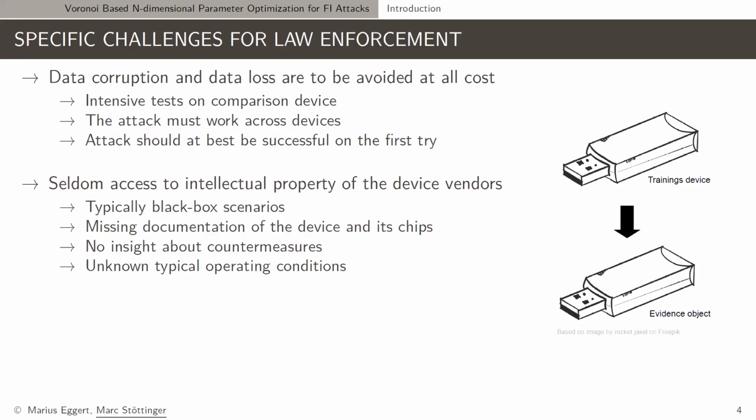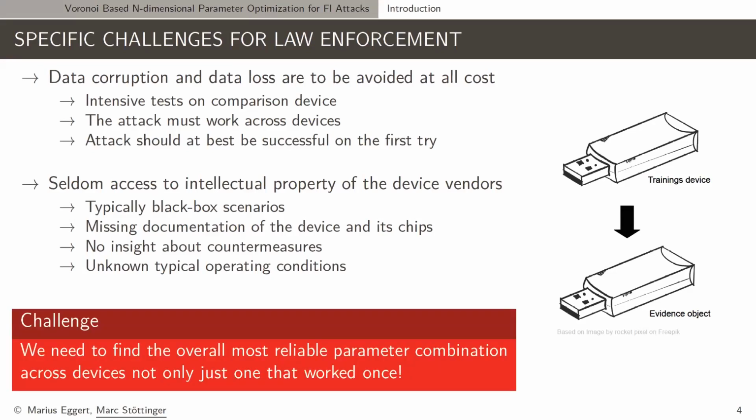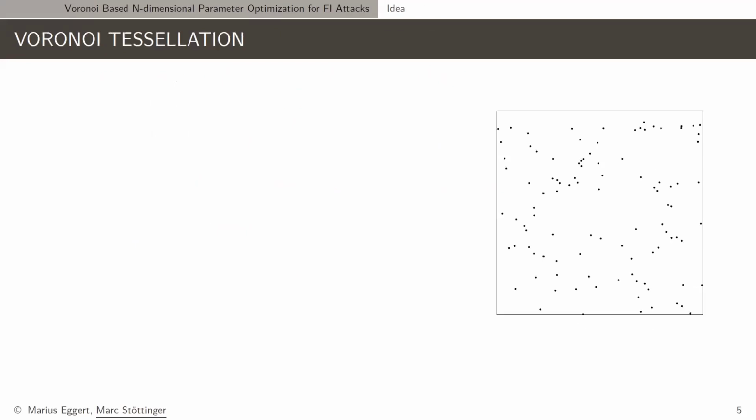So you do not know the aging state of the silicon, maybe. So it could also change some parameters. And this actually drives us to the point that we need to find a method to get not only one parameter set that works on a training device. We would need a set of parameters that works on the training device and that can be tested efficiently on the evidence object. Okay, and how to tackle this is basically what you're going to talk about now.